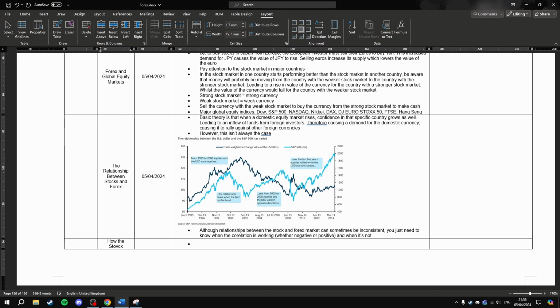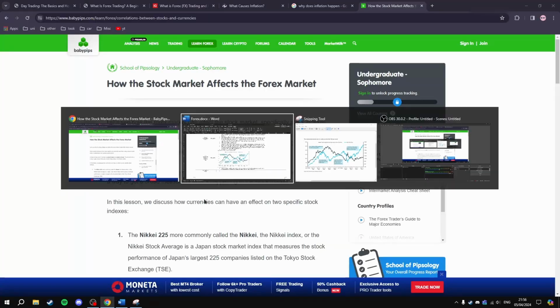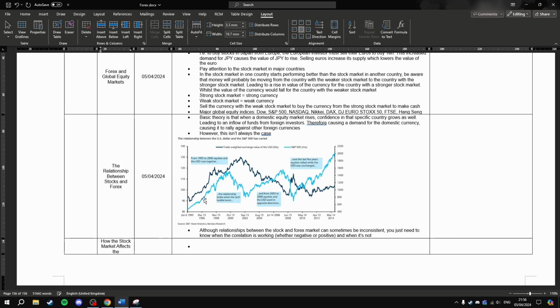How the stock market affects the Forex market.